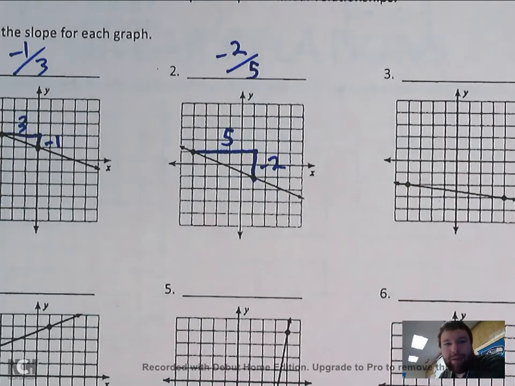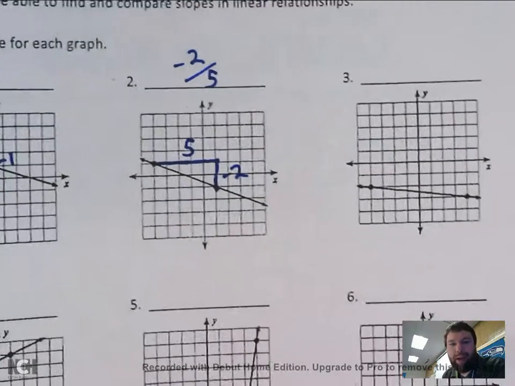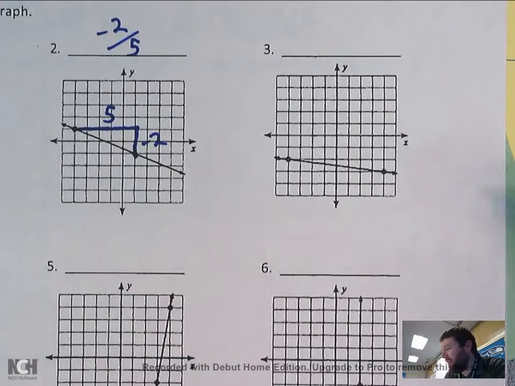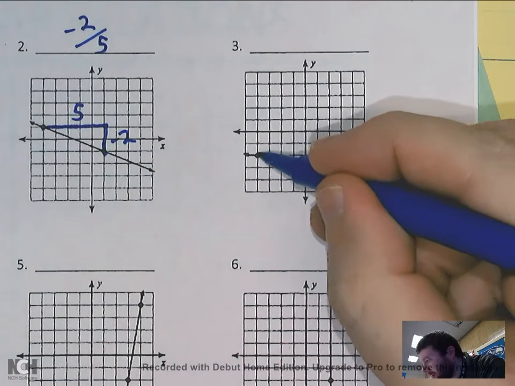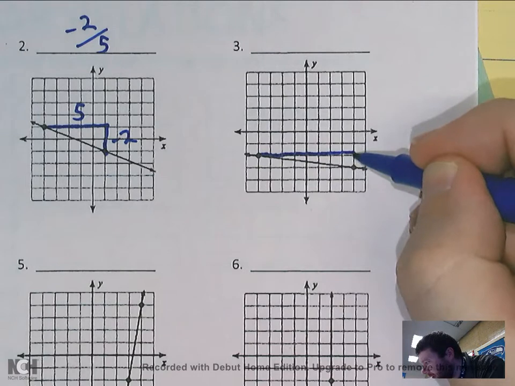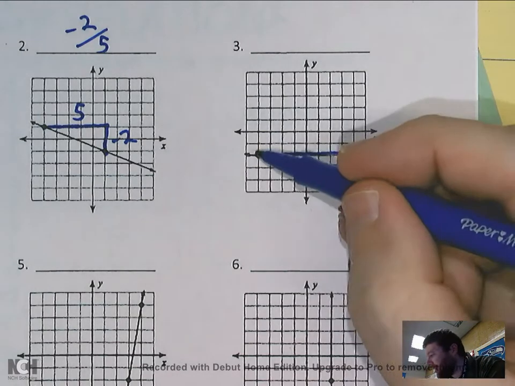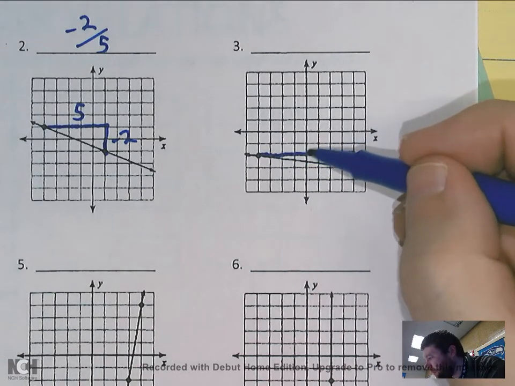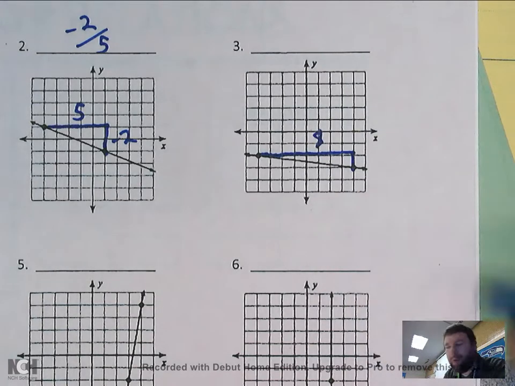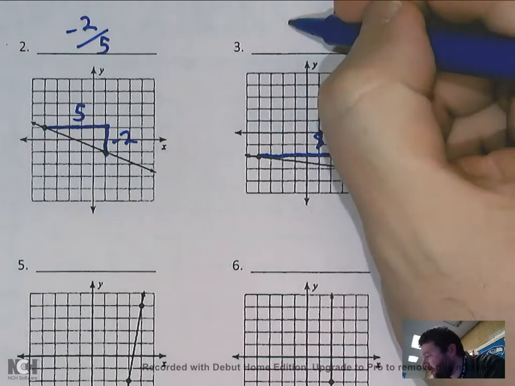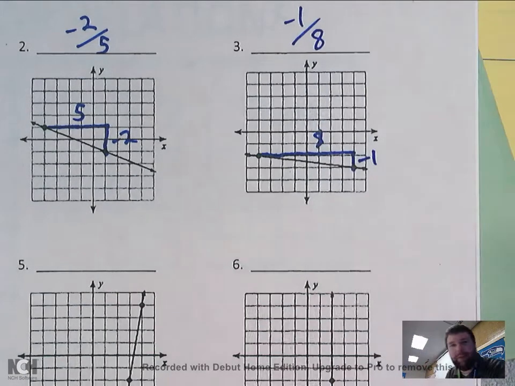And again, if this is too quick or anything for you guys, you can always pause or rewind and come back and watch it again. The video is not going anywhere. This one is also going downhill, so it should also be negative slope. It's going over 1, 2, 3, 4, 5, 6, 7, 8 between those 2 points, and it's going down 1, so minus 1. So its slope would be negative 1 over 8.